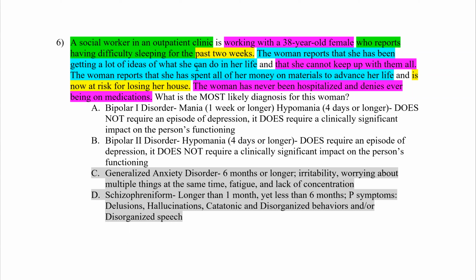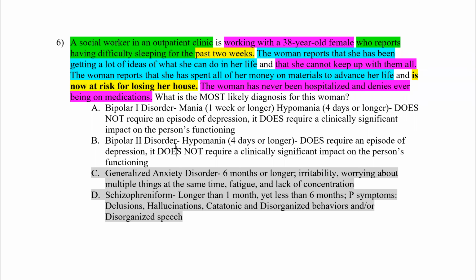So now we're fighting in between bipolar 1 and bipolar 2 disorder. So we have difficulty sleeping. So there's sleep disturbance, which is present in both of them, past 2 weeks. So they're both involved in the game still. She's getting a lot of ideas, which would include both of them. She cannot keep up with them. Distractibility, which is included in both of them. She spent all of her money and is now at risk of losing her house.